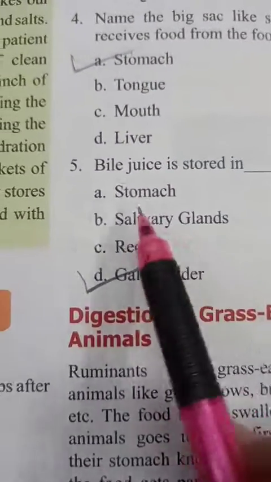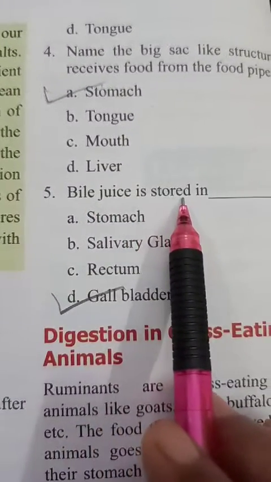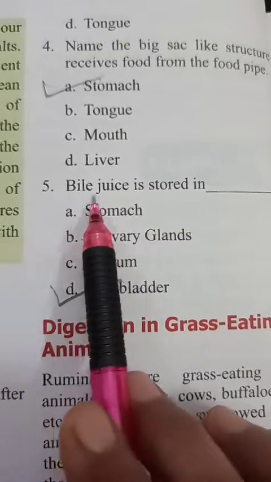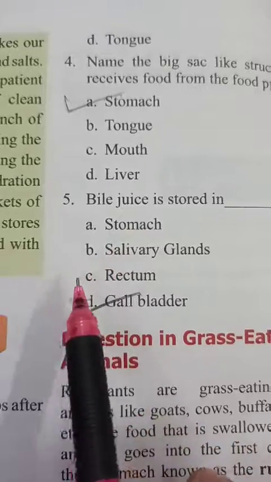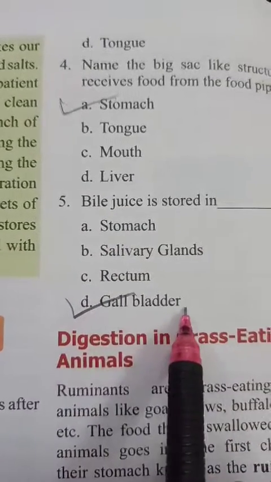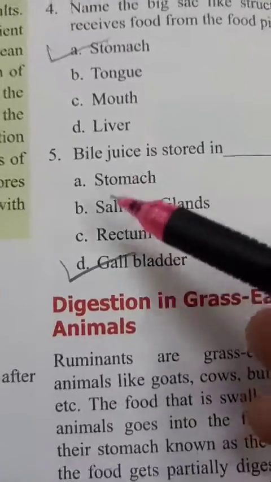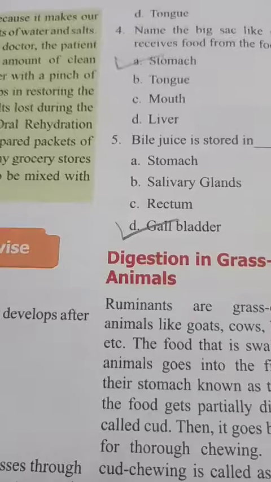Okay. So the fifth one is bile juice is stored in dash. You know that bile juice is secreted from the liver, and after that secretion it is stored in the gallbladder. Okay. So this is about the exercise of this chapter, chapter number 2.